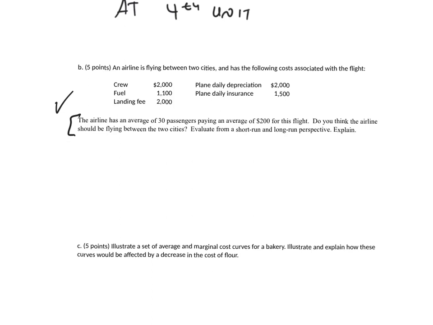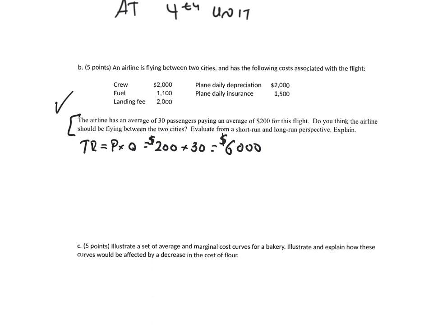Well, let's start by calculating our total revenue. The total revenue is going to be the price times the quantity. The price that we have is 200 times 30, and so we're getting $6,000 per flight.